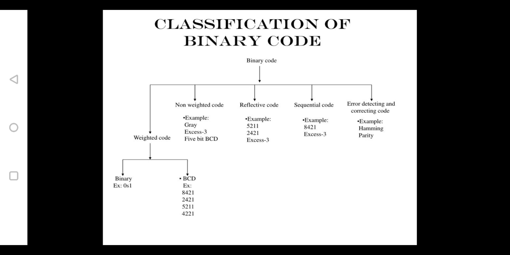The next one is non-weighted code. In a non-weighted code, you won't have weightage for each bit. Such codes are called non-weighted codes. The examples of non-weighted codes are gray code and XS3 code. If we observe this, the same codes keep repeating in the reflective code as well as the sequential code. So we need to remember binary, BCD, gray code, XS3 code, and Hamming and parity codes.